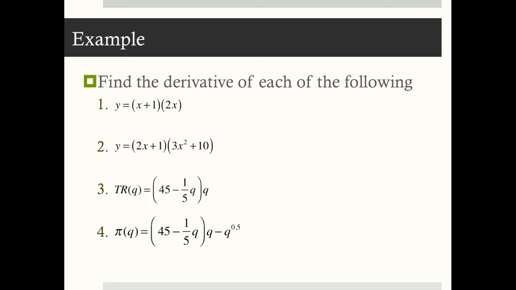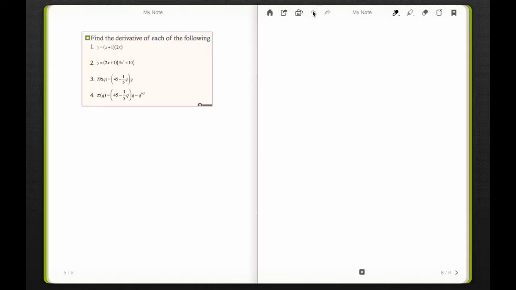For example, let's find the derivative of each of the following functions using the product rule. So let's rewrite what the product rule is. If we have a function that can be split up into the product of two functions, like (x plus 1) times 2x, which looks like two separate functions multiplied by each other, then instead of multiplying all this out and getting really messy, we can just use the product rule.